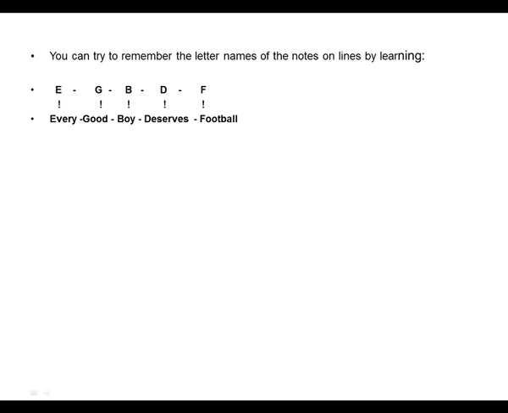You can try to remember the letter names of the notes on the lines by learning: every for E, good for G, boy for B, deserves for D, football for F. Every good boy deserves football. E, G, B, D, F. Those are the letter names on the lines of the treble clef.